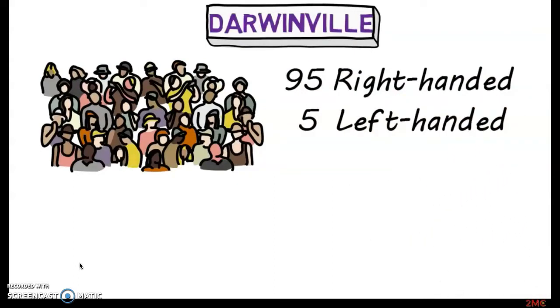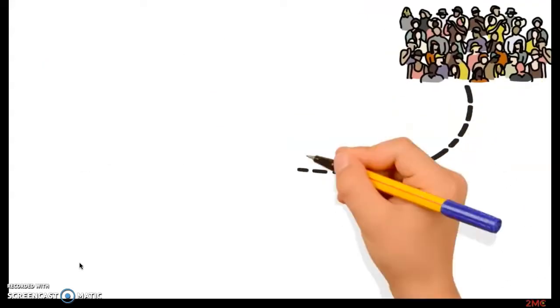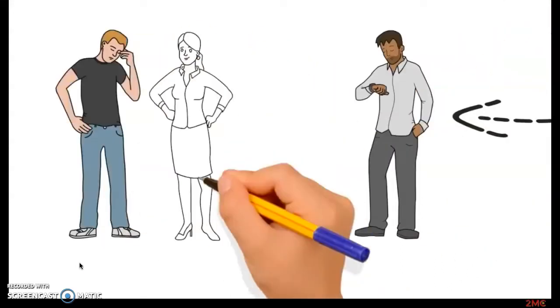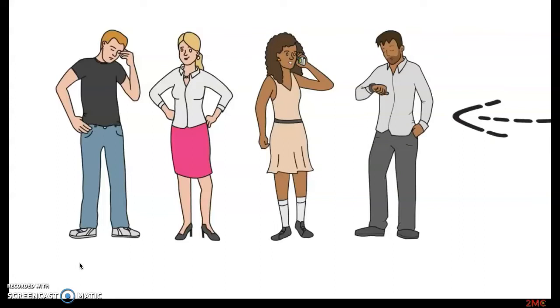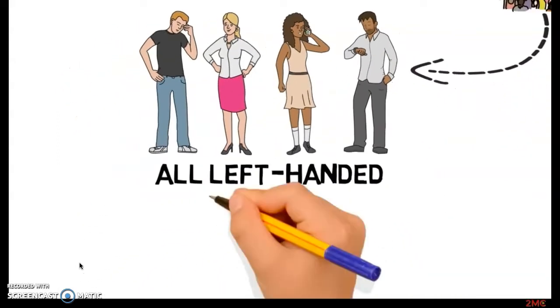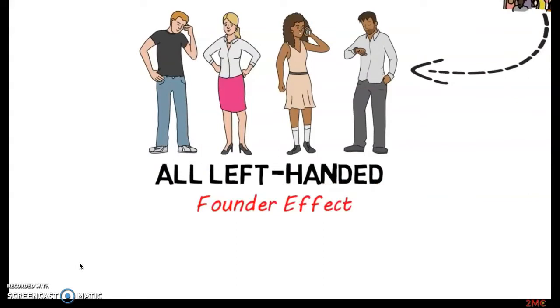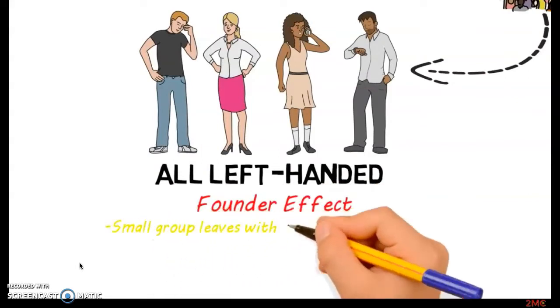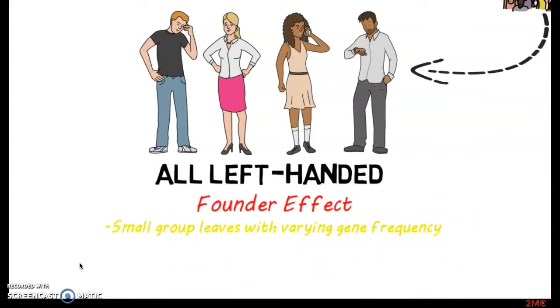And let's say a small group of about 4 people from Darwinville decide to move away and settle some new uninhabited land. And let's say these 4 individuals happen to all be left-handed. Their gene pool is now drastically different from the group they left because all their descendants will be left-handed. This is an example of the founder effect, when a small group leaves from a population and carries with it a new gene frequency.